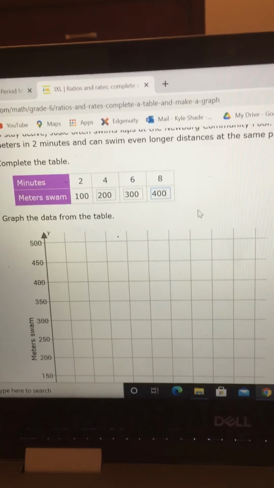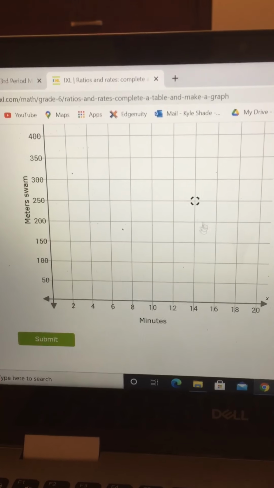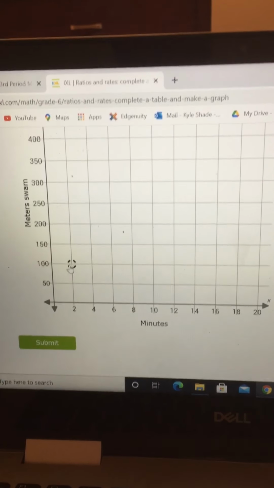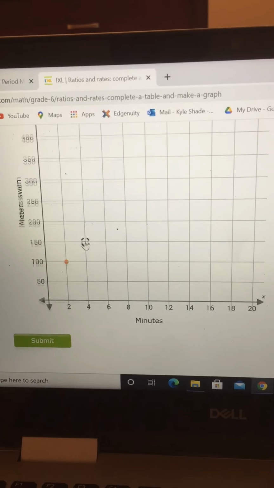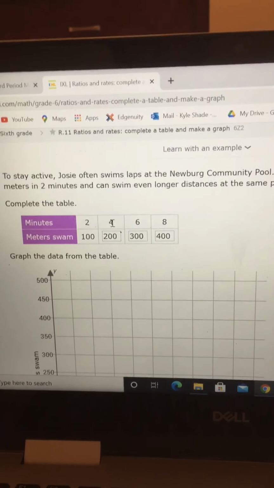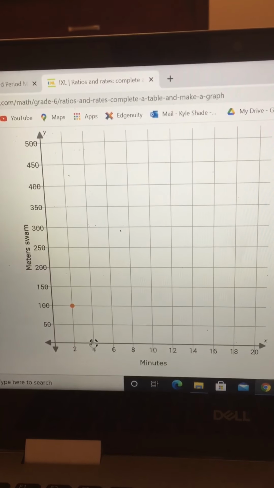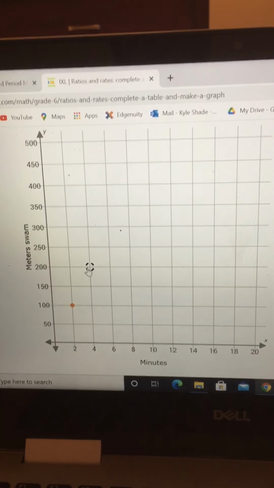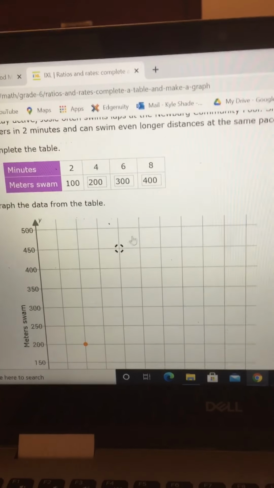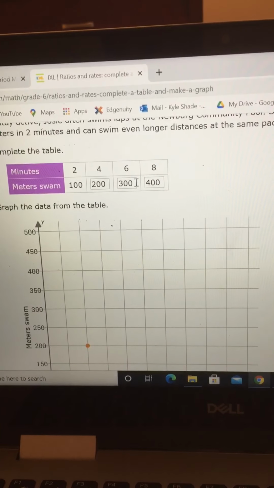So the first one says 2 minutes and 100 meters. So let's look here now. The first one says 2 minutes and 100 meters. So I would make a click there. And now let's look back at our little table. The next one says 4 minutes and 200 meters. So here's 4 minutes, and I go up to 200 meters. That would actually be enough to make the graph. I'll see if it'll still let me make the other entries here.